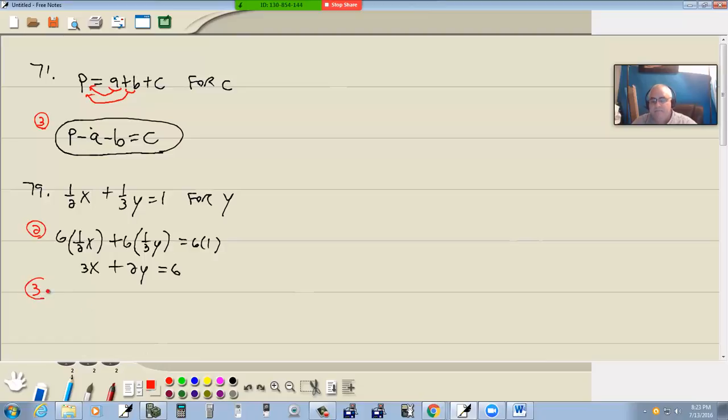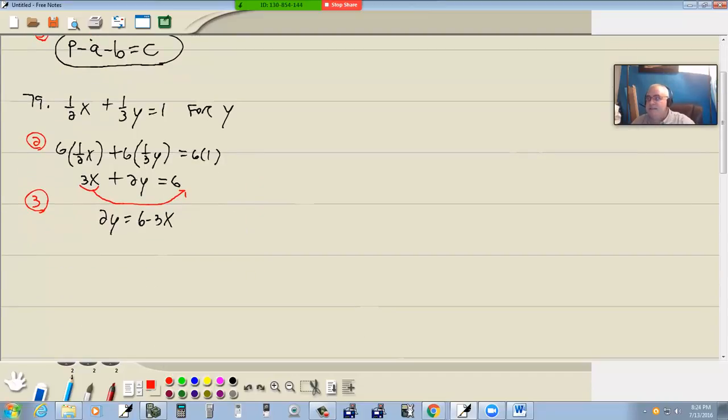Step 3. Get everything with the variable you're solving for on one side, everything else on the other side. I'm solving for y, so I'm going to take the x and move it over. So we get 2y is equal to 6 minus 3x. Step 4. If necessary, factor out the variable you're solving for, and I said you'll have two or more of them. We only have one y here.